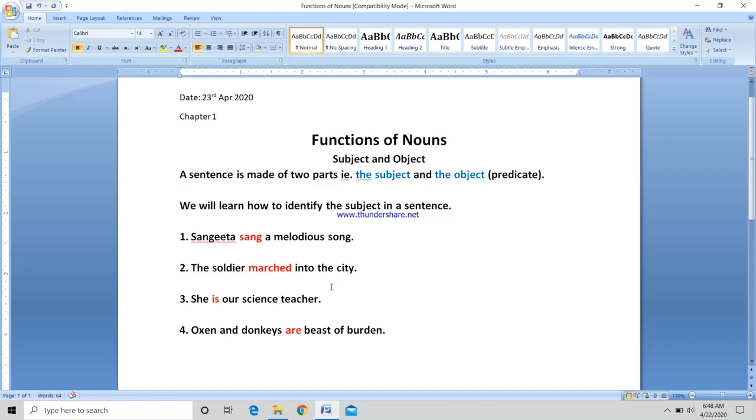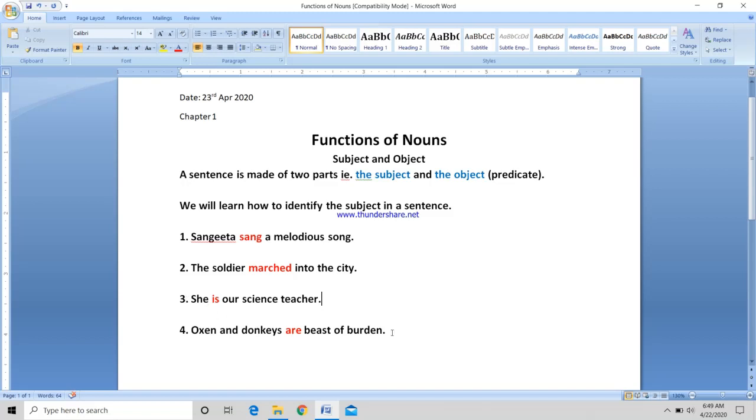Let us go into the second sentence. The second sentence says, the soldier marched into the city. Now, who marched into the city? The soldier. So over here the soldier is the subject. Next, let us go into the third sentence. She is our science teacher. So over here the verb is is, and who is the science teacher? She is the science teacher. Hence, she is the subject.